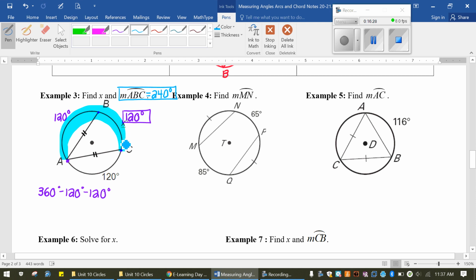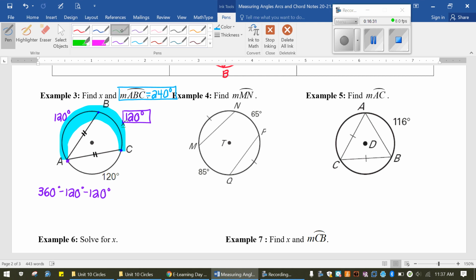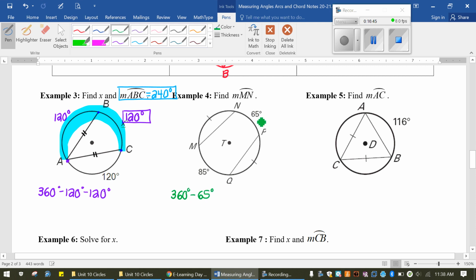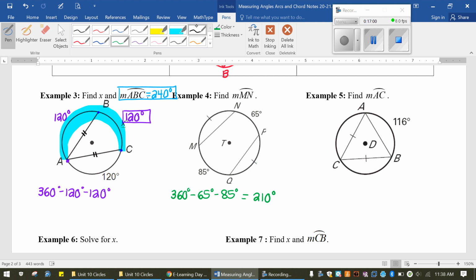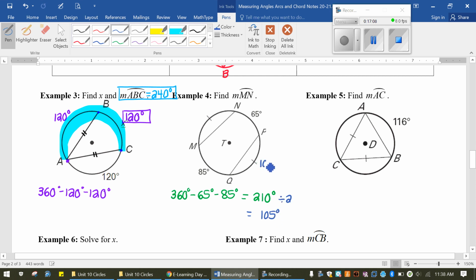Okay, let's do that again in example number 4. In example number 4, I have 2 arcs measured, and then I can see that I have 2 congruent arcs. So if I have 360 degrees, and I subtract 65 for that top arc, and I subtract 85 for that bottom arc, what's left would be 210 degrees. That's supposed to be split evenly between those 2 congruent arcs. So we're going to divide by 2, meaning that each one is 105.